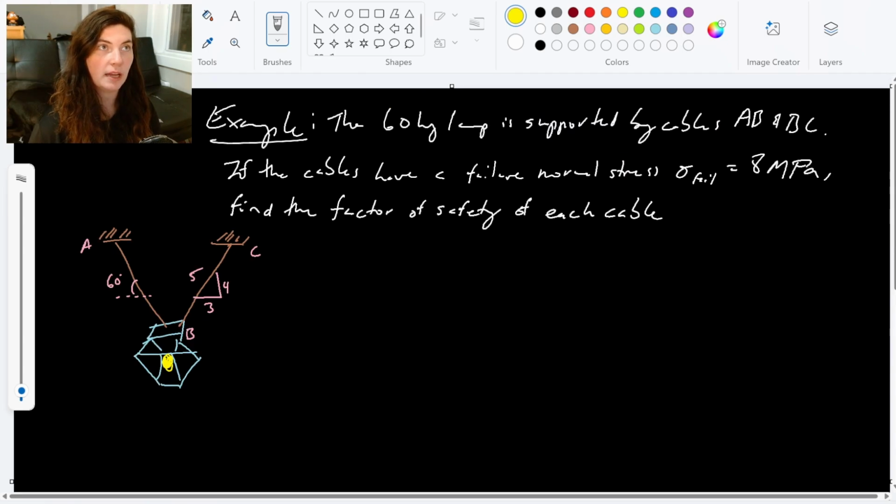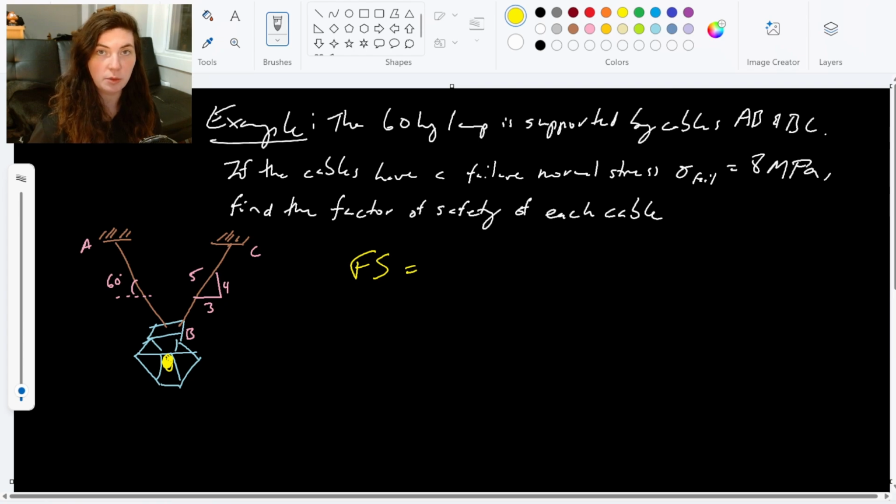So this example asks us to find the safety factor for each cable, given that we're holding up this 60 kilogram lamp with cables AB and BC. They tell us the cables have a failure normal stress of 8 megapascals. And that's really the only thing they give us. They give us a weight of a lamp, and they give us the failure normal stress. So we know our factor of safety equation.